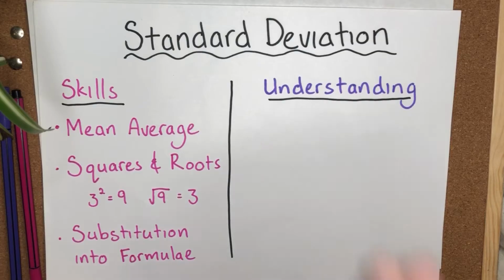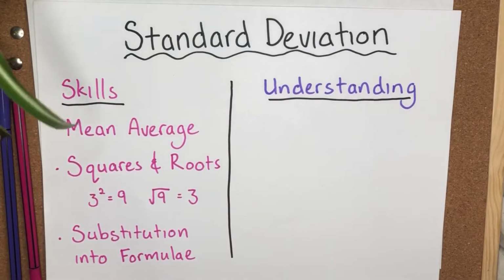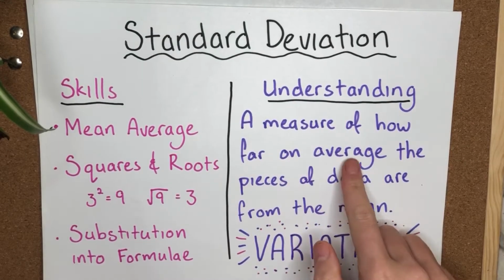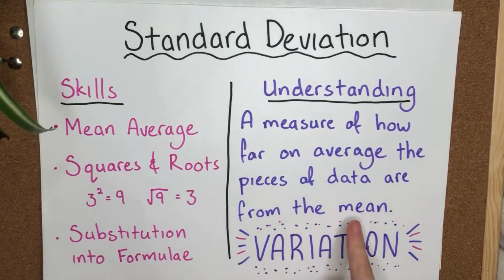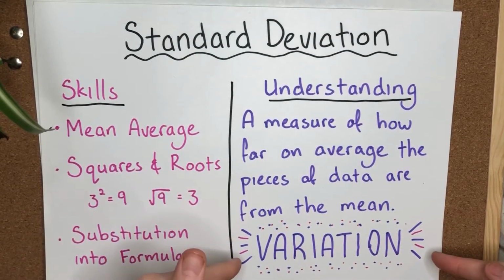Okay, now understanding standard deviation, aka what is standard deviation? The standard deviation is a measure of how far on average the pieces of data are from the mean. It's a measure of variation, which is a good word to remember.